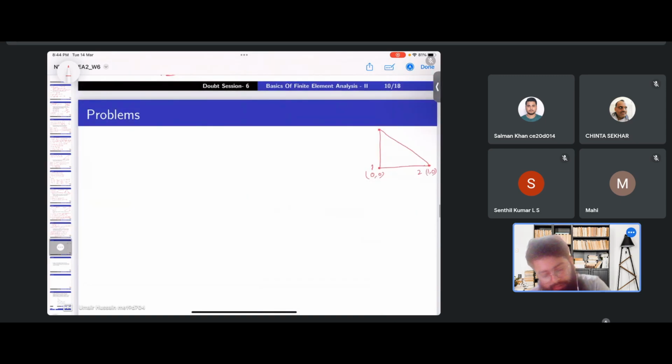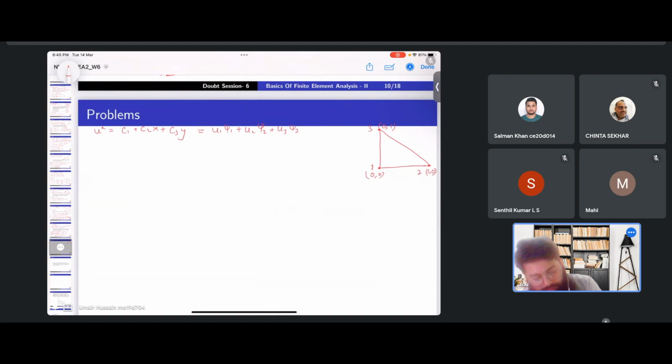1 0 0 1. So not 3. So again, if we try to get the shape function for this triangle, it will take some time. We can do it directly. We can write this as c1 plus c2x plus c3y equals u1 psi 1 plus u2 psi 2 plus u3 psi 3.